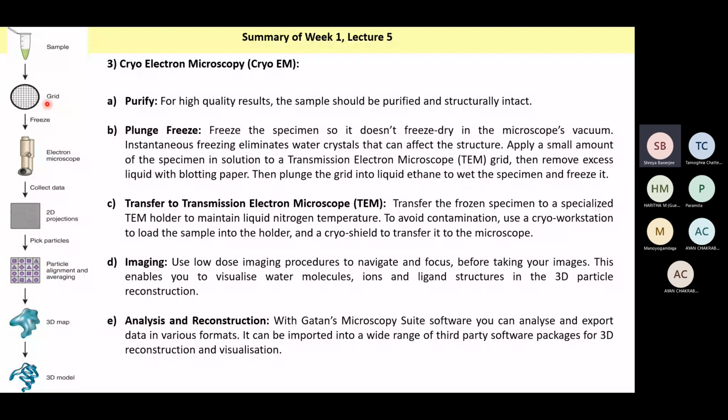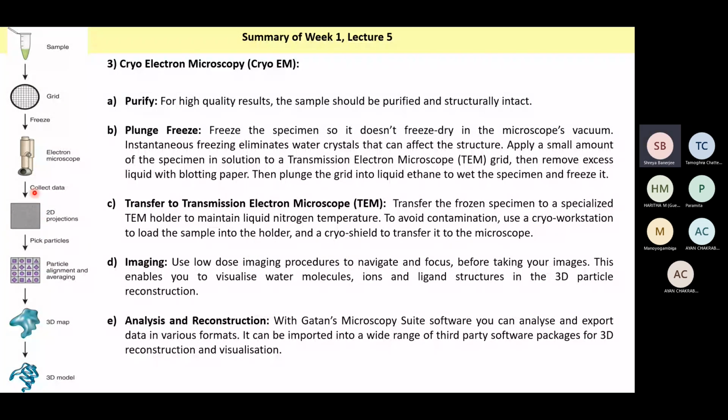After you have done that, you transfer the grid having the frozen specimen to a transmission electron microscope, or TEM. So you transfer the frozen specimen to a specialized TEM holder to maintain liquid nitrogen temperature. To avoid any contamination, people use a cryo workstation to load the sample into the holder and a cryo shield to transfer it to the microscope.